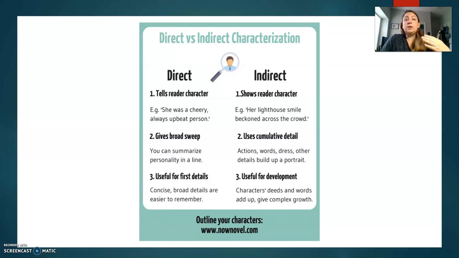Indirect characterization is that you are showing the reader what the character is like, not telling them. So with direct characterization, you said that this character is tall and blonde. But indirect characterization is that you're going to show them. So maybe saying, Lucy towered over Billy and demanded for him to give her his lunch.